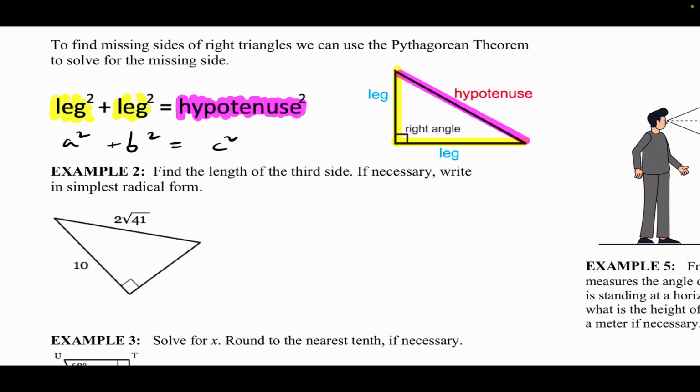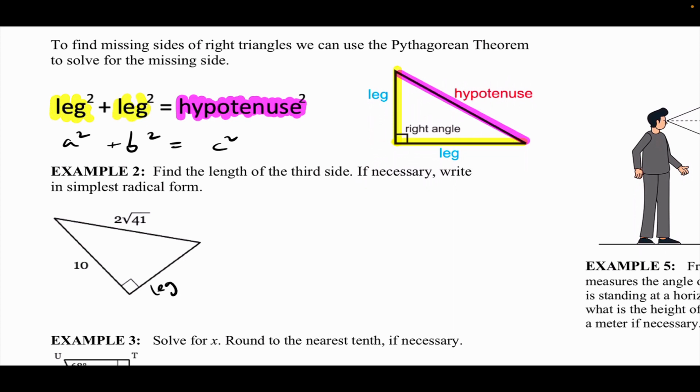Sometimes it's hard to tell what are we trying to find. When do we use Pythagorean theorem? First of all, it has to be a right triangle. And when I'm missing a side, one side. Not two, I'm missing just one side. So example number 2, it's a right triangle, and I'm missing a side.